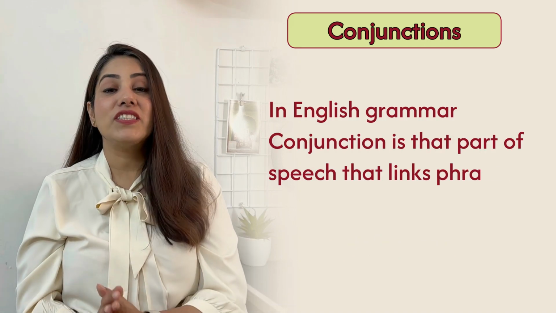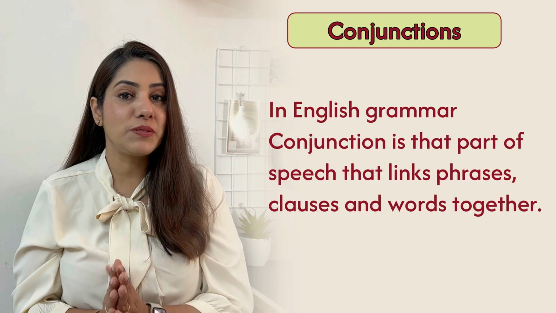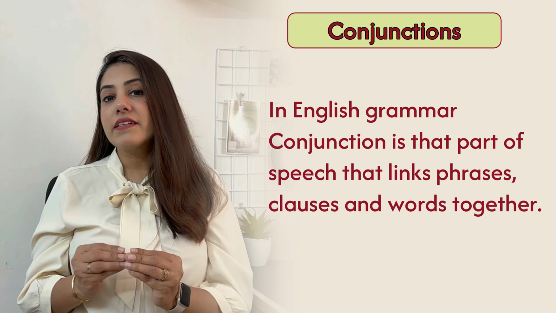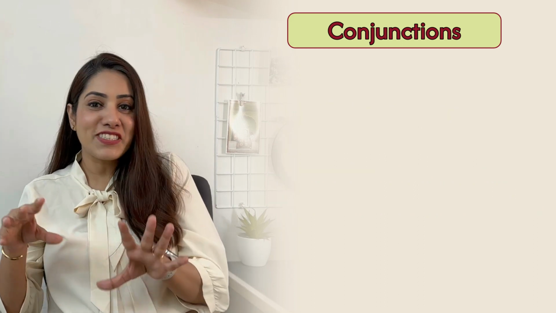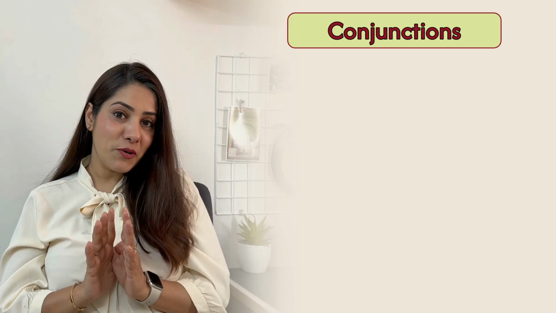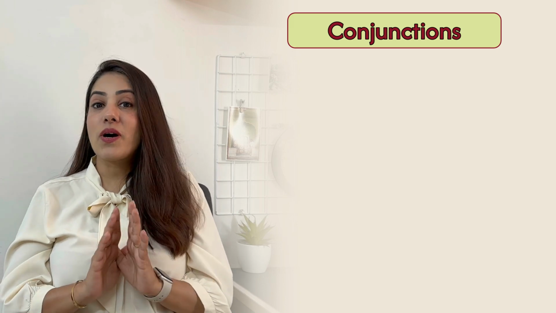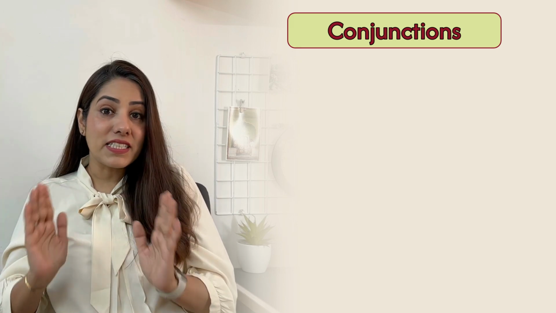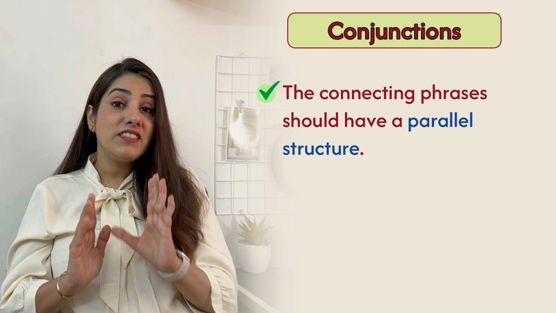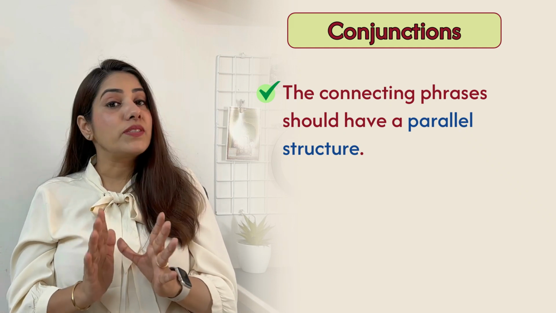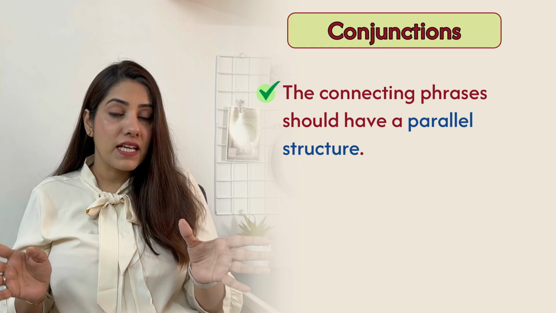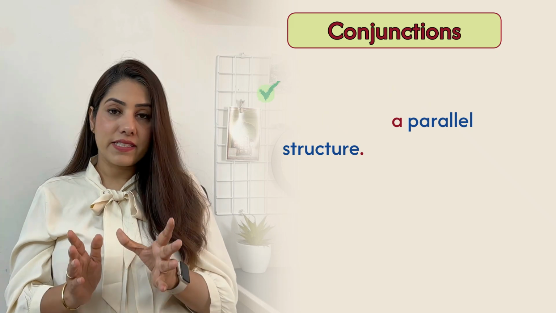In English grammar, a conjunction is that part of speech that links phrases, words and clauses together. One important thing to keep in mind is that conjunctions are not a magic glue that will join every sentence or every phrase together. Important point to keep in mind here is that when you use conjunctions, the sentences or the phrases that you are connecting should have a parallel structure. Parallel structure means that the same pattern of words and tense forms should be used in the two sentences or phrases that you are connecting.